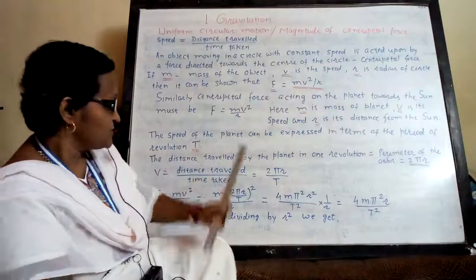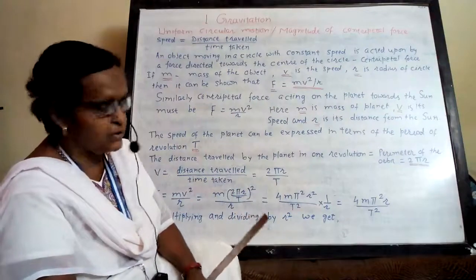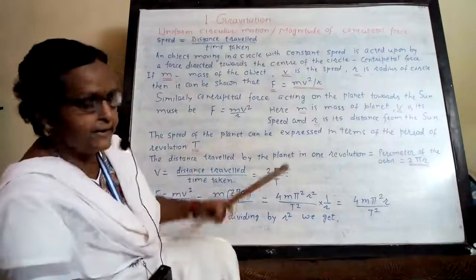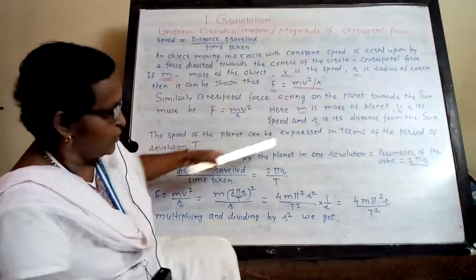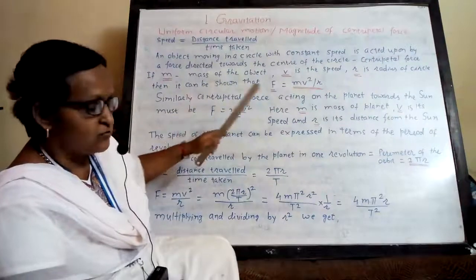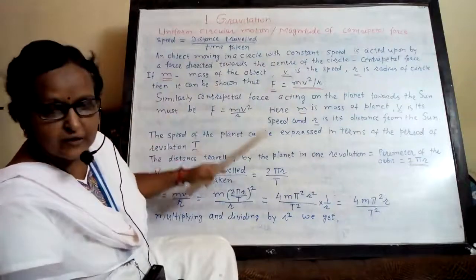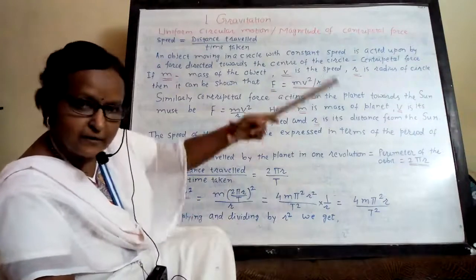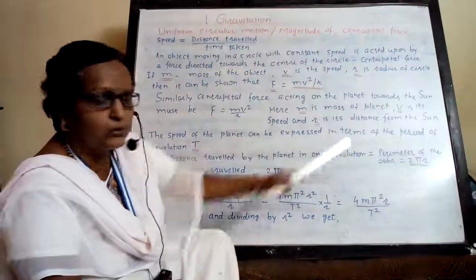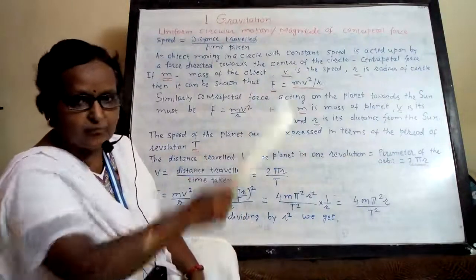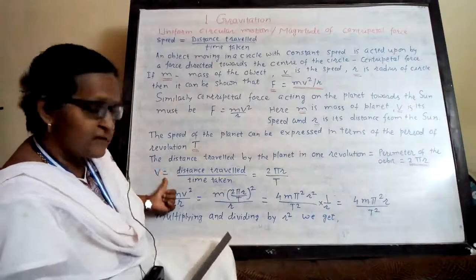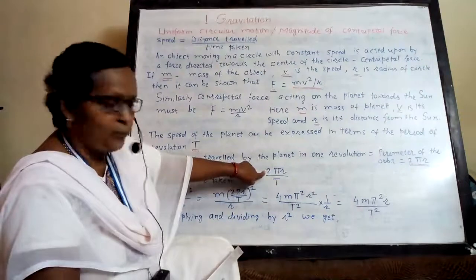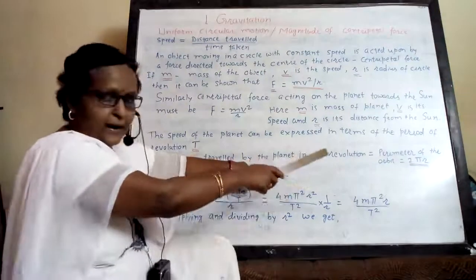Now the distance traveled by the planet in one revolution. The planet is moving around the sun in an elliptical orbit, or we can say a circular orbit. That distance is equal to the perimeter, or circumference, of the circle, which is 2 pi r. Speed or velocity is distance traveled divided by time taken. So the distance traveled is 2 pi r.